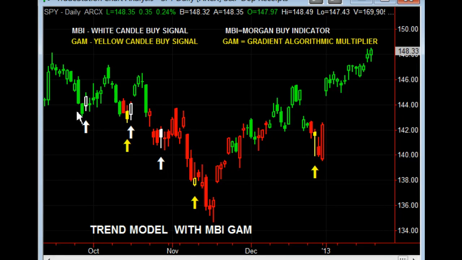What we're looking at right here, the white candle represents the MBI, and the yellow is the GAM. The GAM stands for Gradient Algorithmic Multiplier, and the MBI is simply Morgan Buy Indicator, from my last name.